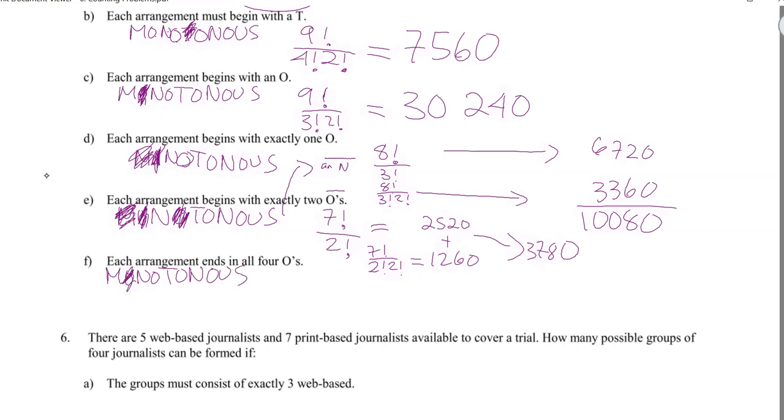All right, so take all the O's out, because it ends in 4 O's. And then we just have 1, 2, 3, 4, 5, 6 letters to arrange. 2 of them are N's, and that is 360 ways in which each arrangement ends in all 4 O's.